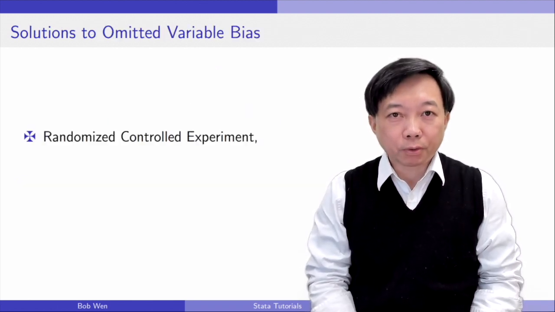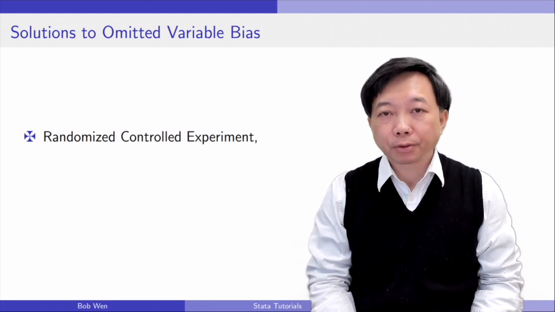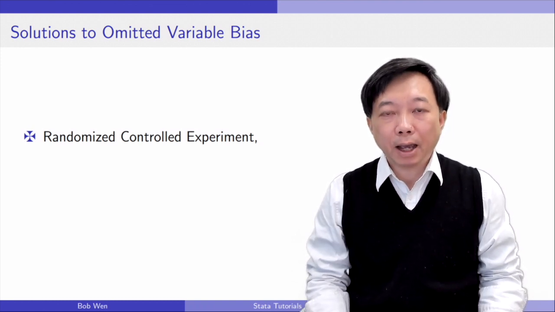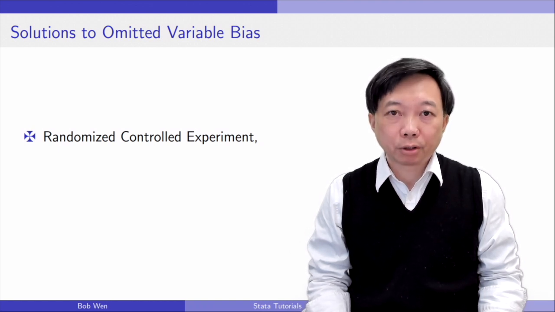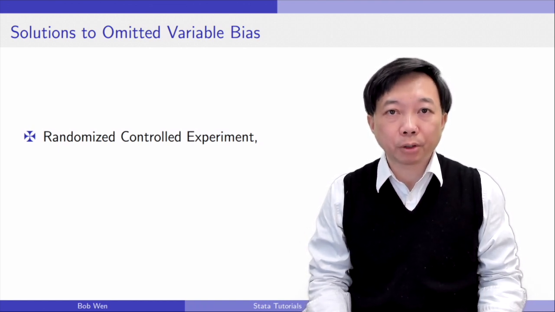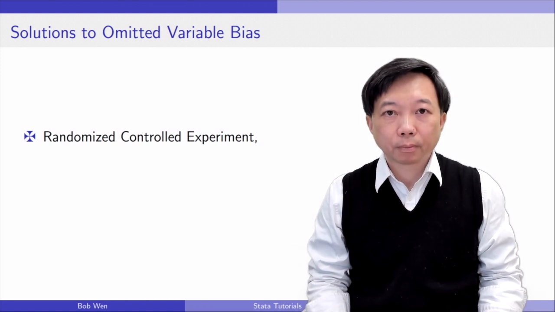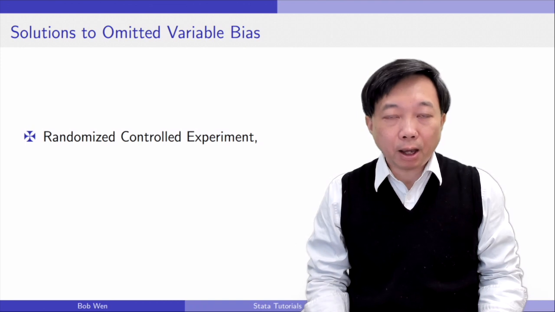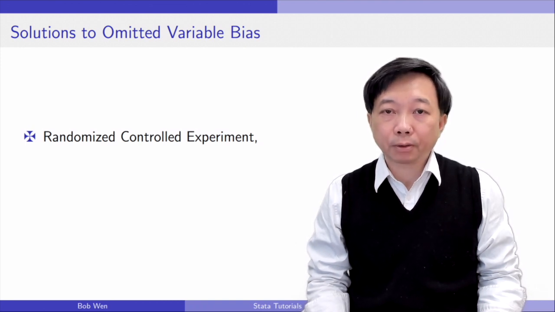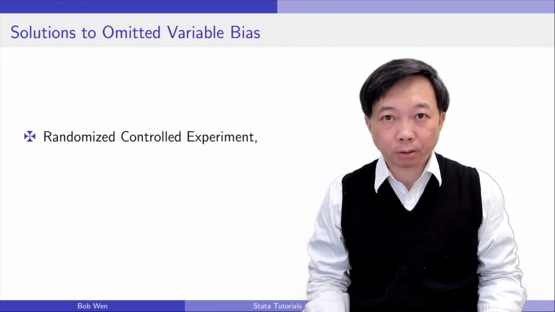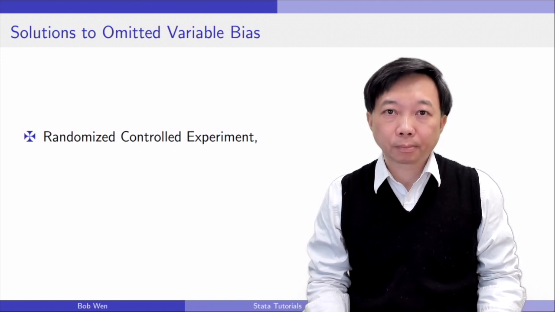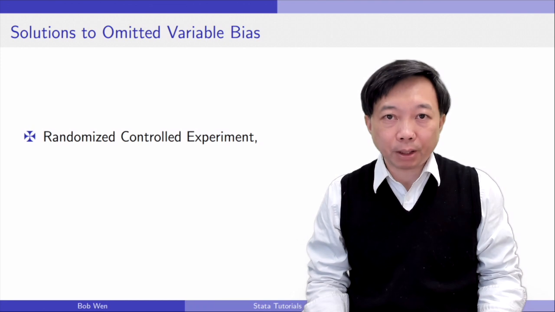There are solutions to omitted variable bias. An unbiased causal relationship could be established in a randomized controlled experiment. In a random sample, the worker's ability and personality could be seen as randomly distributed among workers. As a result, they will not bias the estimate of the return to education.